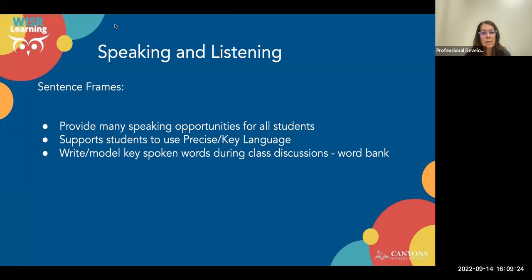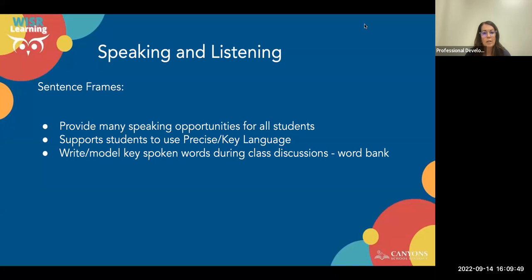So if we think about sentence frames in speaking and listening, why do we use them? Once again, they provide many speaking opportunities for all students, because there are going to be students that need support in that beginning. There are students who may be learning the language of math, and it gives you the opportunity to support students to use that precise key language. If fraction is a vocabulary word that we talked about, that is going to be part of my sentence frame, so the students can use that good language.